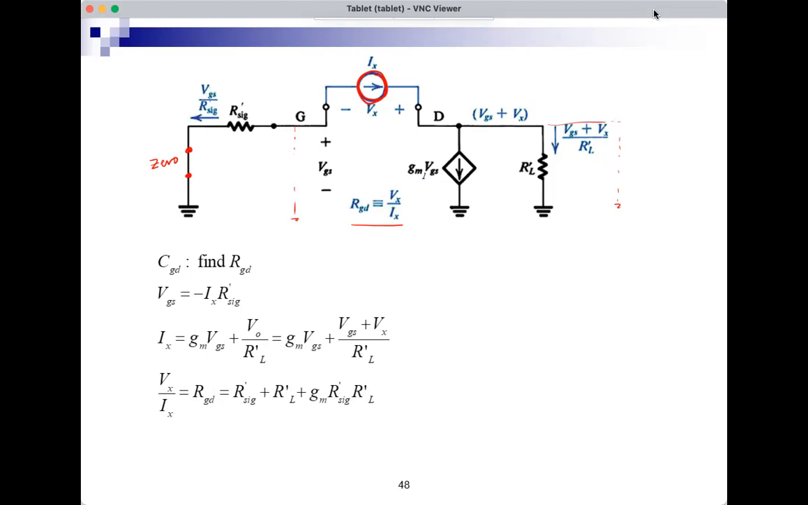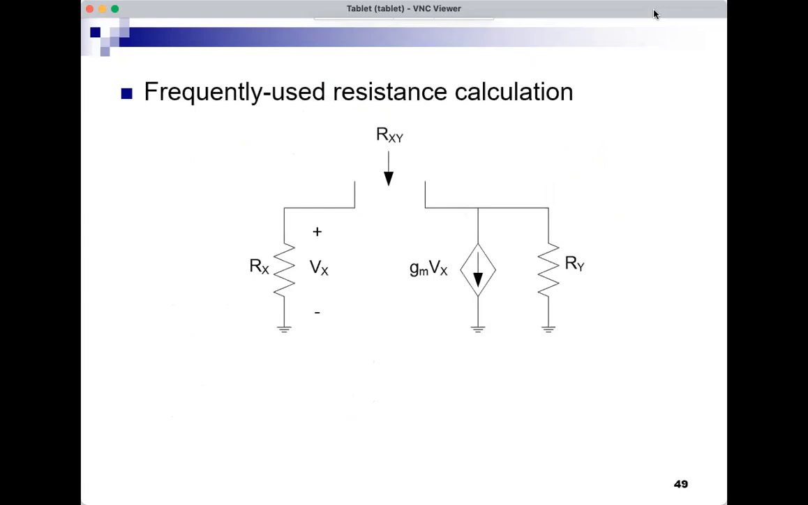Okay, and that's not intuitive, right? I mean, the resistance seen here by this test source is this plus something else plus that's product, like this times this times this. Okay, that's fine. In fact, this is a result that we will use a lot, and we will generalize it into a rule. And we will call this rule the RXY calculation.